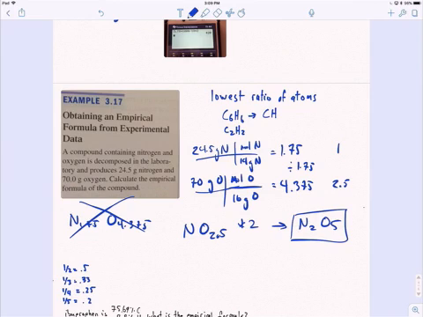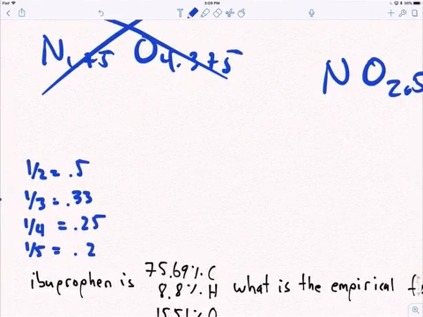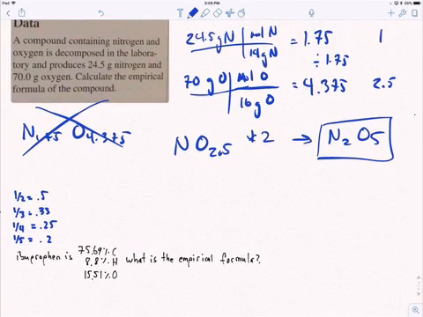And the next question I get is, how do I know what number to multiply things by? If it's 0.5, that means it's a half, multiply by 2. If it's close to 0.33, it's close to a third, multiply by 3. If it's close to 0.25, multiply by 4 for a quarter. If it's 0.2, multiply by 5 for a fifth. So, with this in mind, ibuprofen is 75.69% carbon, 8.8% hydrogen, and 15.51% oxygen. What is the empirical formula of ibuprofen?